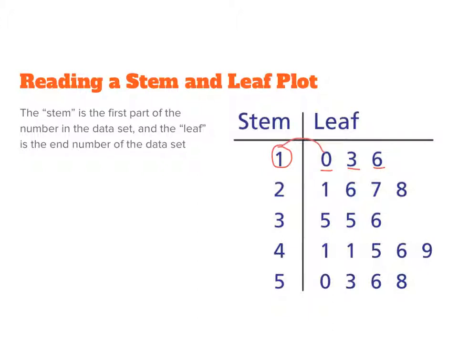So the stem of 1 and a leaf of 0 gives me the number 10. A stem of 1 and a leaf of 3 gives me the number 13. Stem of 1, leaf of 6 gives me the number 16. And I can do that all the way down. So I've got the stem of 2 and the leaf of 1 gives me 21. And I could keep going. 2 and 6 gives me 26, all the way down. Okay, so that's how we read a stem and leaf plot. The stem starts off the number, and each leaf gives us a number that's in our data set.